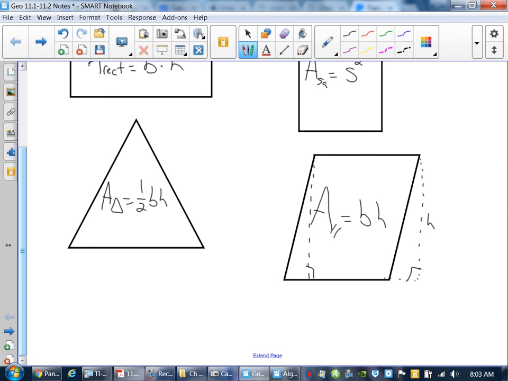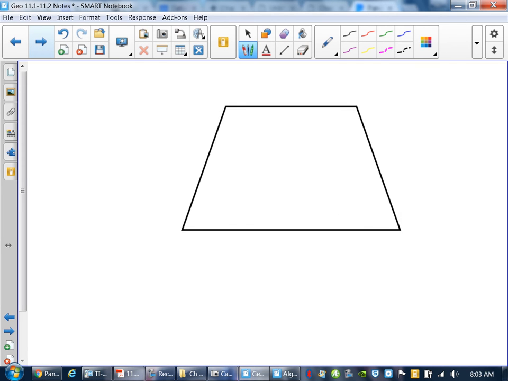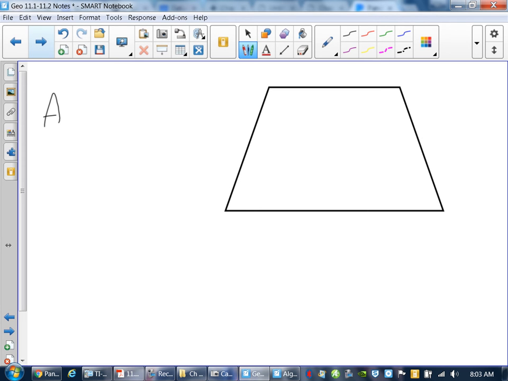So let's get into trapezoid. Trapezoid. It's half the height times the sum of the bases. Half the height times the sum of the bases.